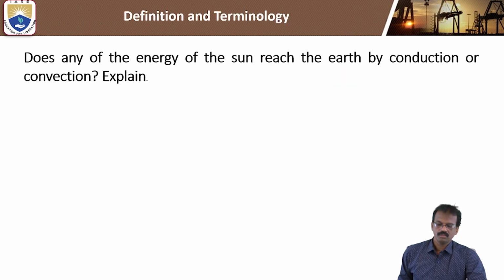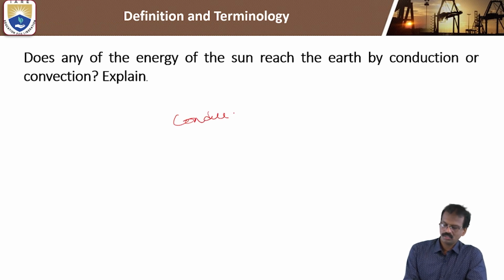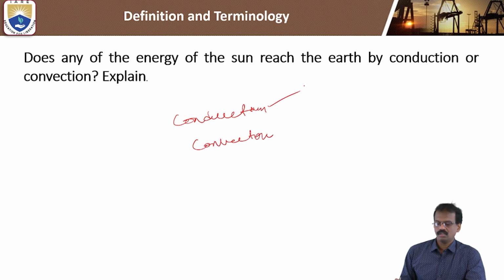Okay. So does any of the energy of the sun reach the earth by conduction and convection? Conduction and convection, I already discussed this one. In conduction and convection, a medium is needed. Conduction occurs with the help of lattice vibration and the movement of free electrons. Convection occurs by the movement of particles from one place to another place. But in radiation, there is no need of any medium.